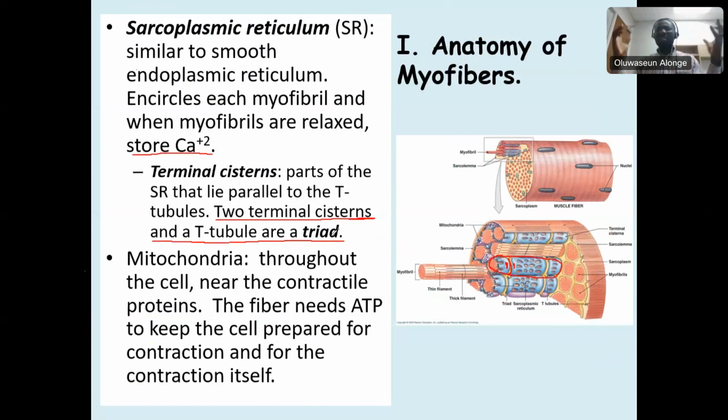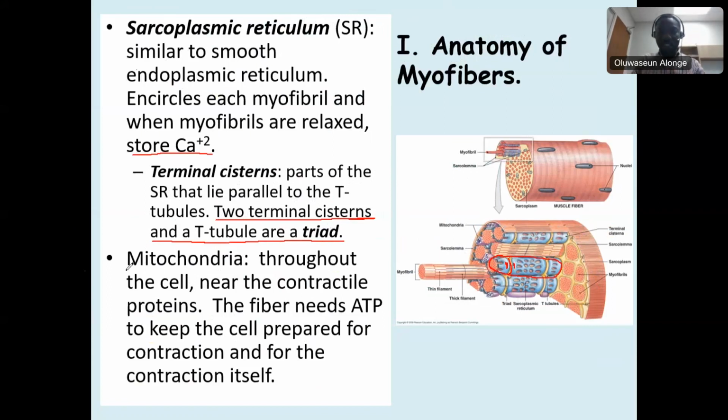So think about it, have a picture of it. A terminal cistern is a container and it's part of the content of this sarcoplasmic reticulum. The transverse tubule is like a straw inside the container to pump out calcium ion. So again, what does it pump out? It's able to pump out calcium ion when it's needed. I'll be talking about it. Calcium ion is very important. Without calcium ion, your muscle cannot contract.